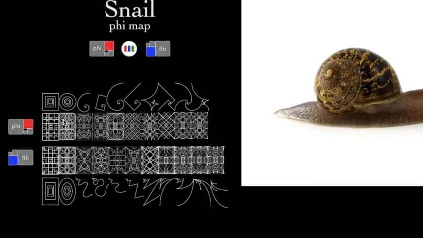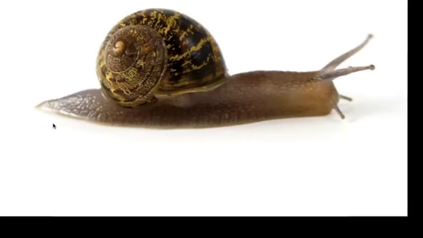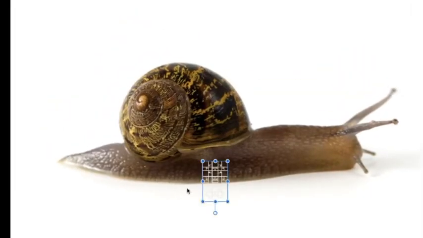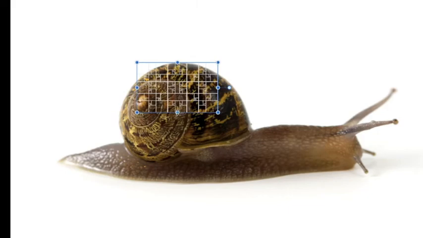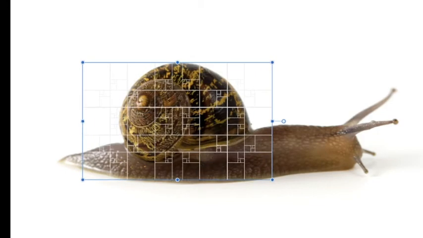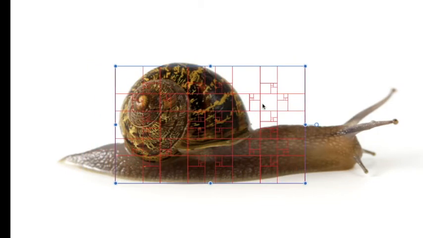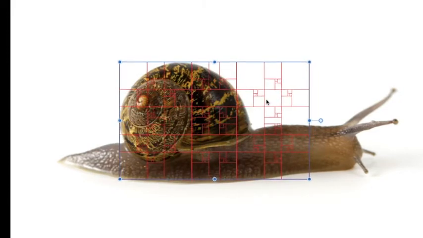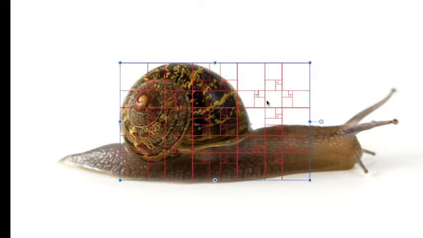So, let's just get a sense, see if we can find, let's start with a square phi spiral map, just to see if we can find a basic phi rectangle. That's usually a nice place to start, when we can find a perfect phi rectangle.